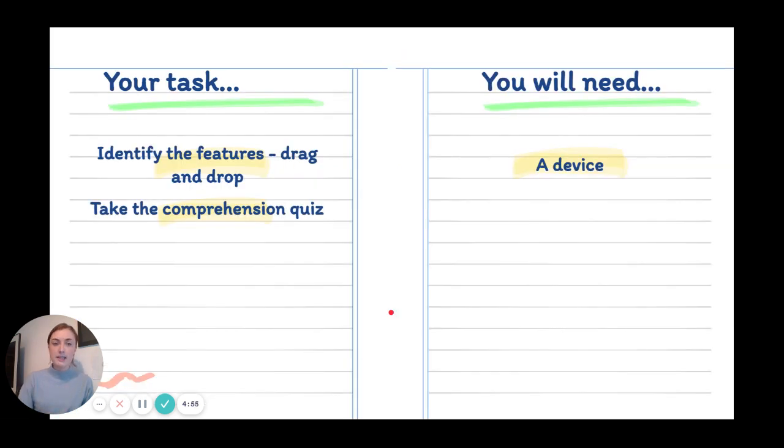Your task today is to identify the features of an information text using the drag and drop activity on Google Classrooms. Then you're going to read an information text and take a comprehension quiz on it. All you need for this is a device, as the quiz and the drag and drop task are online on Google Classrooms.